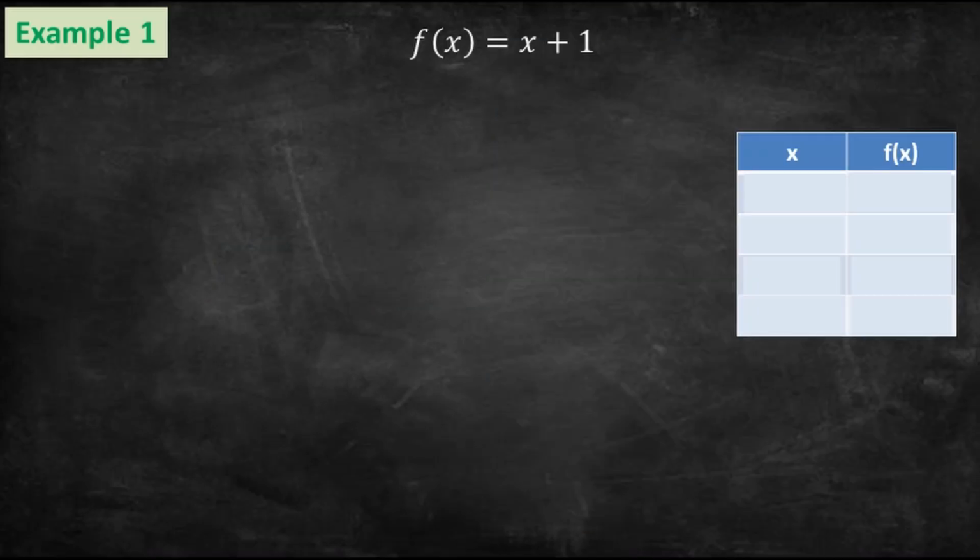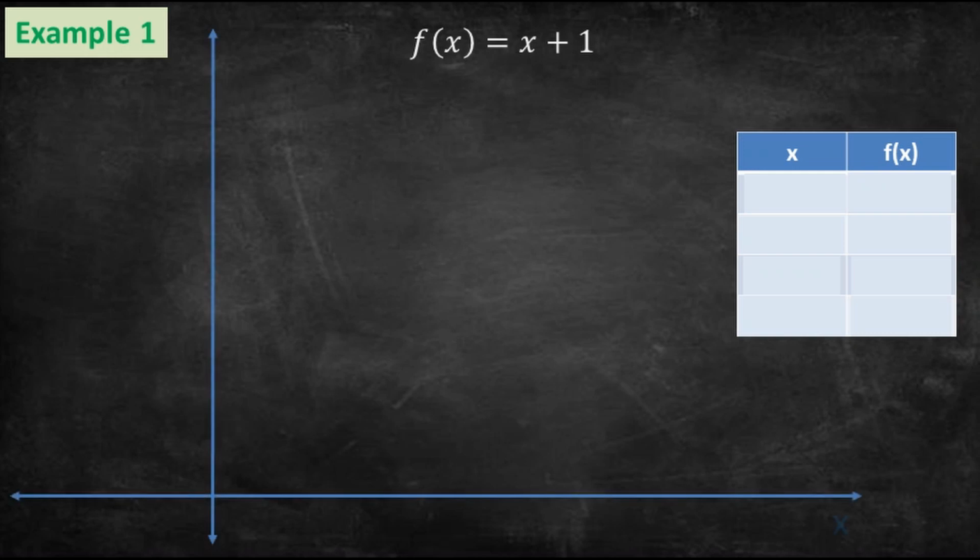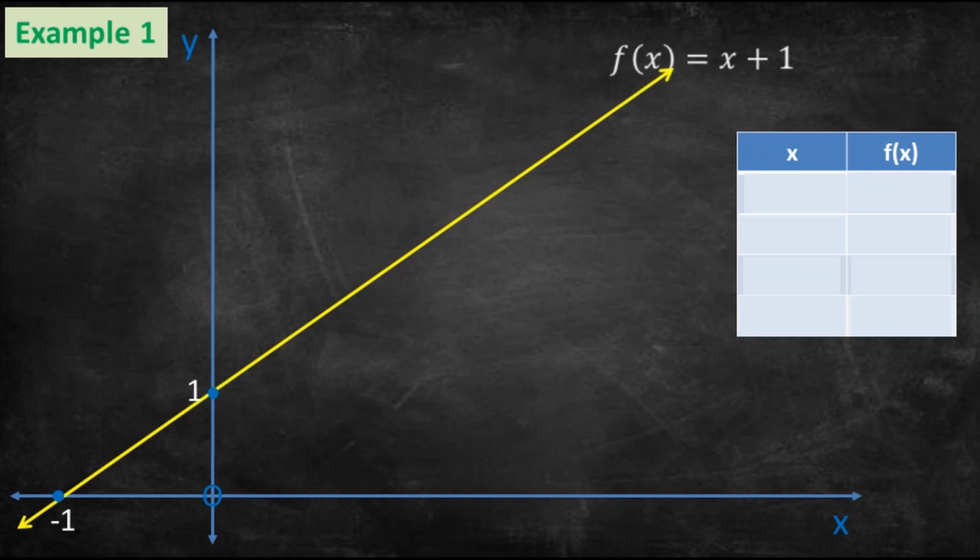the meaning of it. Please note that in many of these examples, I've exaggerated distances on the x-axis for the sake of illustration. Let's start by having a look at the function f of x equals x plus 1. The graph of this function passes through -1 on the x-axis and +1 on the y-axis.